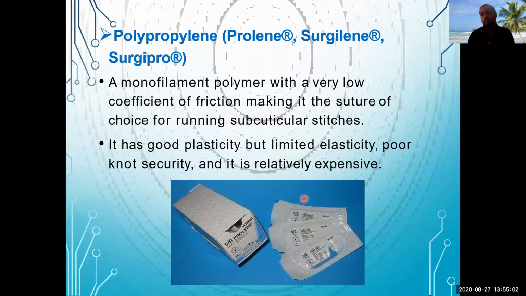Polypropylene, commonly known by the brand name Prolene, is a monofilament polymer with a very low coefficient of friction, making it the suture of choice for running subcuticular stitches. It has good plasticity but limited elasticity, poor knot security, and is relatively expensive. It has much strength. We are also using it in herniorrhaphy operations, and where we require strength and longevity we use Prolene. These are non-absorbable.